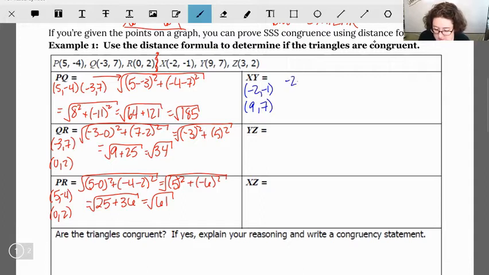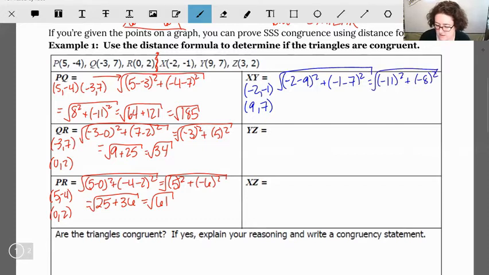Alrighty, so -2 minus 9 squared plus -1 minus 7 squared. That gives us a -11 squared plus a -8 squared, otherwise known as 121 plus 64. And I'm noticing that is exactly what we had for segment PQ. We have the square root of 185. So I know that those are congruent. I'm actually going to draw a line so I know which ones.